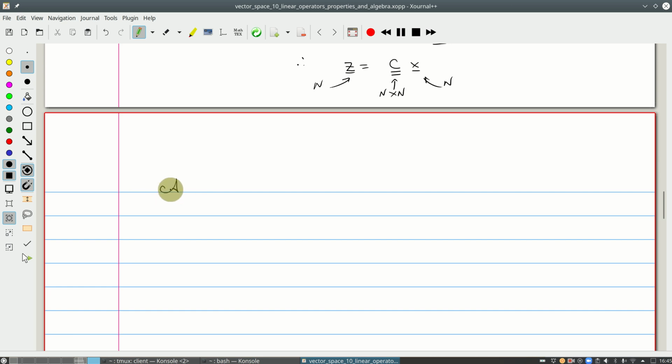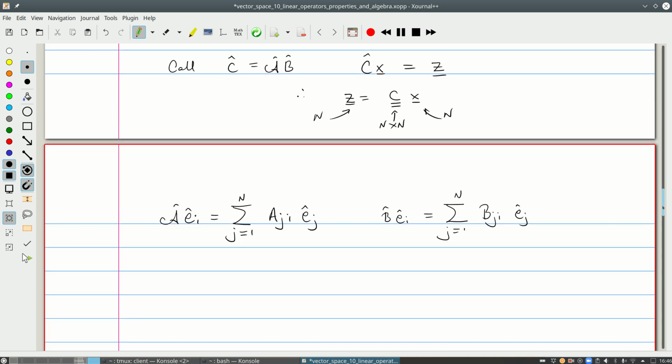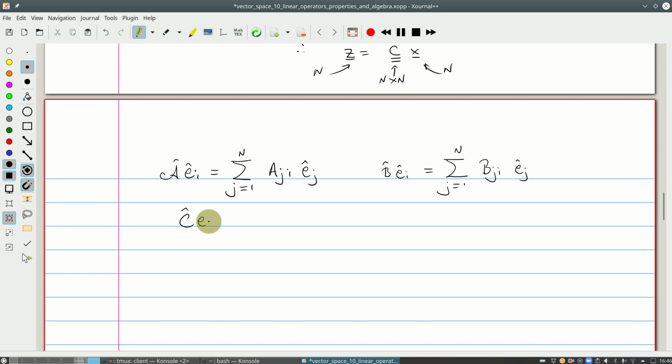So let's remind ourselves, when an operator A operates on e hat i, we get the sum j goes from 1 to n. Remember, the dimension stays the same, so it's still n. And we have A_ji e hat j. Now this also is the same for B. So B hat operating on e_i gives us the sum j from 1 to n of B_ji e_j. And the same for C. The C operator is a composite operator, which is the result of operating with A and B. Because all these operators are operating in the same space, they all behave the same way. There's absolutely no change here. So C hat operating on e_i hat gives us C_ji e_j.